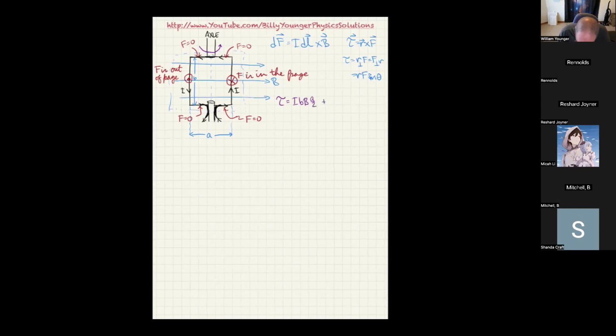And then the other one is going to be the same thing. I times B, that's the force. There's F. There's F. And then the lever arm is, again, A over 2. So what we ultimately get is I times B times AB. That's not a coincidence. Notice this AB is actually the area of the loop.